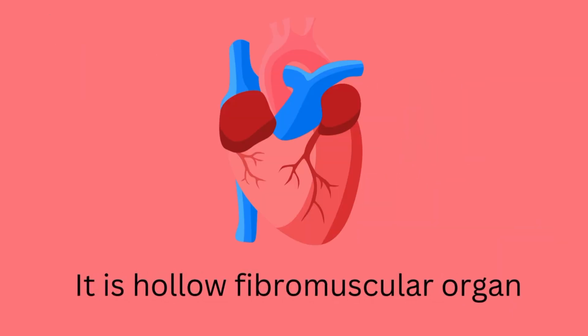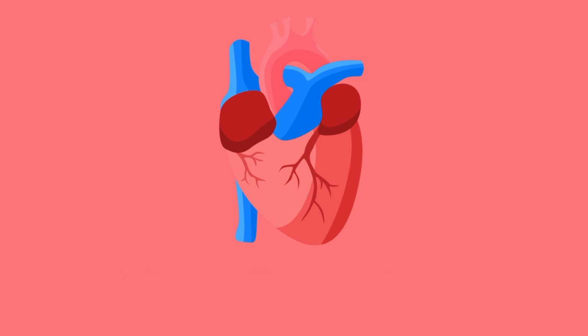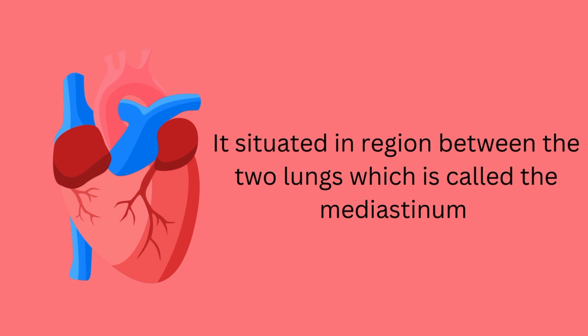The human heart is a hollow, fibromuscular organ, and it is conical in shape. The human heart is located in the thoracic cavity between the lungs. The heart is the organ that controls the circulatory system.